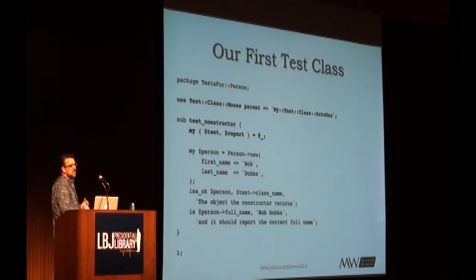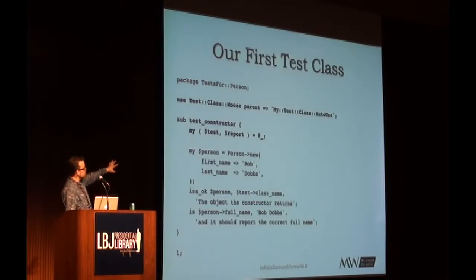This is a basic test class. So package Tests::For::Person, use Test::Class::Moose, then you specify that your parent is that My::Test::Class::AutoUse that you had. And then sub test_constructor. That's the first important thing to think about. With Test::Class::Moose, we don't have to use attributes. By default, any method which begins with test_ is a test method. If you don't want it to be a test method, do not begin it with test_. If you need a helper method for your test class, call it anything you want, just don't begin it with test_, and that's fine. So test_ is reserved. If it begins with test_, it is a test method, and that will automatically be assumed to contain tests.